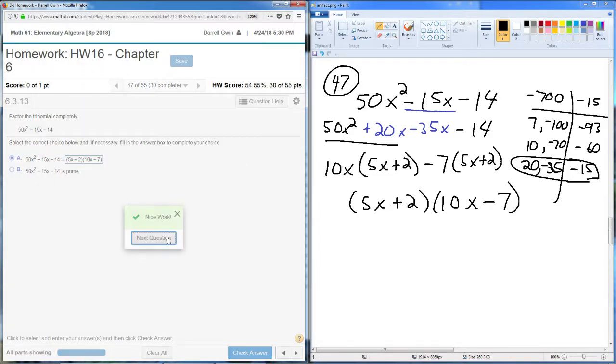There you go. Nice work. Thank you very much. This one, definitely, you have to GCF. No, you have to put it in the correct order. It's in the wrong order. Huh. 48's in the wrong order.